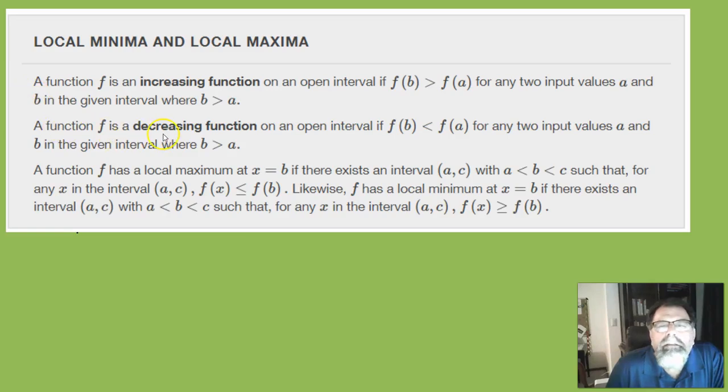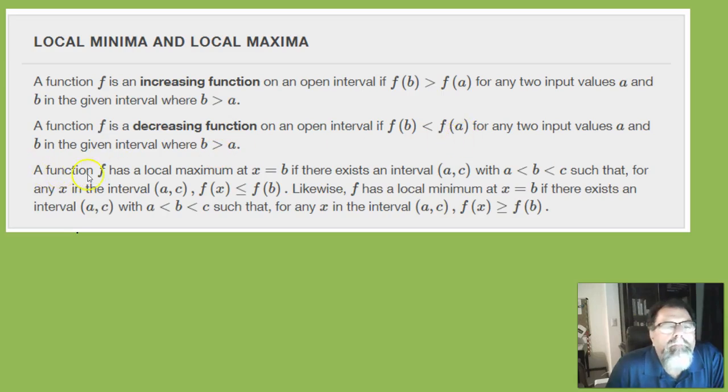For decreasing, it's the same thing: an open interval, f of b. The only difference is that instead of greater than, this is less than. So the y values are going down as you move from left to right. And notice b is still greater than a because we're still moving left to right.